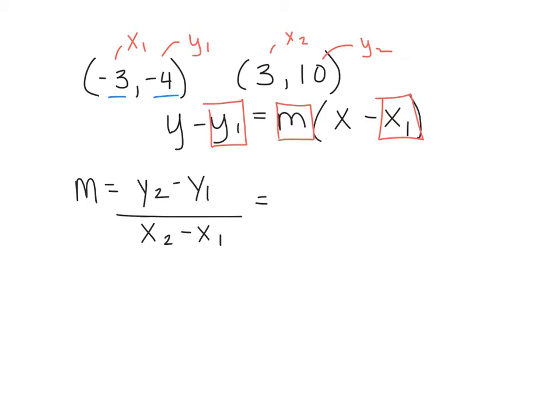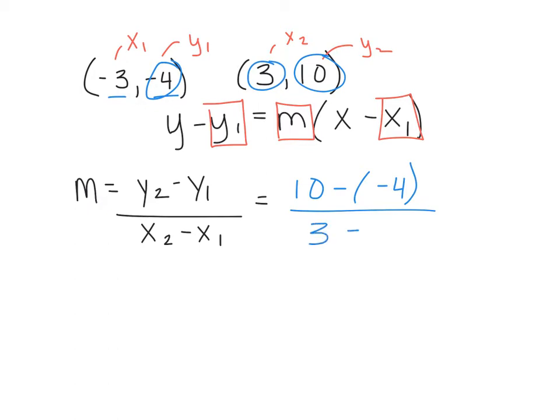So y2 is 10. So we'll put a 10 here and we're going to subtract y1, which is a negative 4. Then we have x2, which is 3, and we're going to subtract x1, which is negative 3. So we have a double negative. So when we have a minus and negative, we can change these to plus signs. So we really have 10 plus 4, which is 14, and that is over 3 plus 3, which is 6.